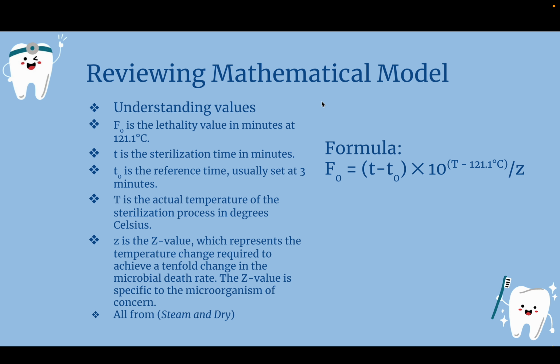So let's understand our values a little bit more. F initial is just the lethality rate. Lowercase t is the sterilization time in minutes. T naught is the reference time. It's usually set at 3 minutes. Capital T is the actual temperature of the sterilization process in degrees. And lastly, our Z value, which represents the temperature change required to achieve a 10-fold change in the microbial death rate. And like I said before, because the Z value is very specific to the microorganism, the Z value can vary, but just for the sake of simplicity, our Z value is just going to be 10 degrees Celsius because we are dealing with moist heat.